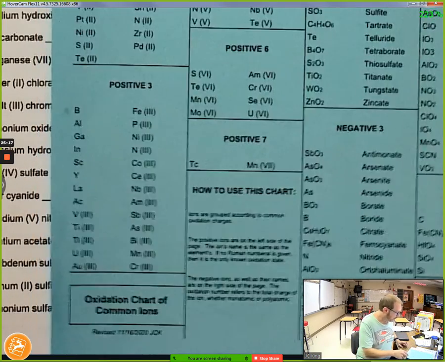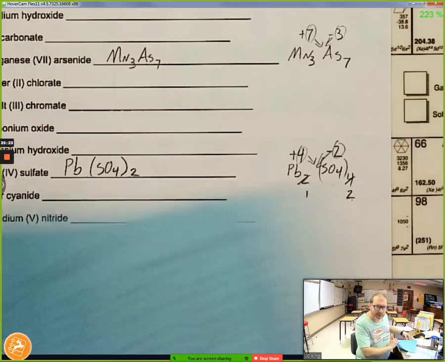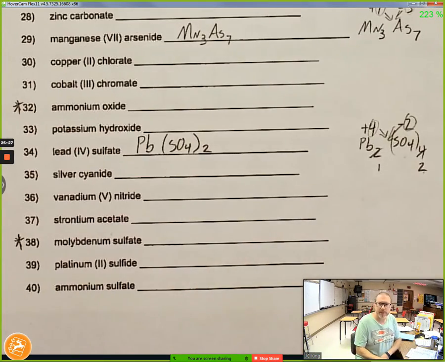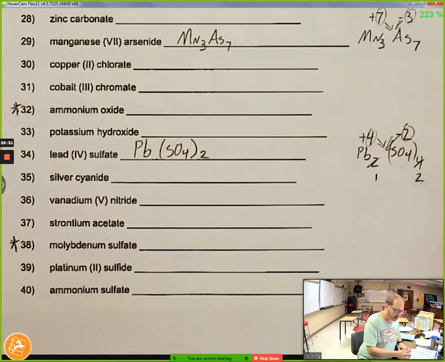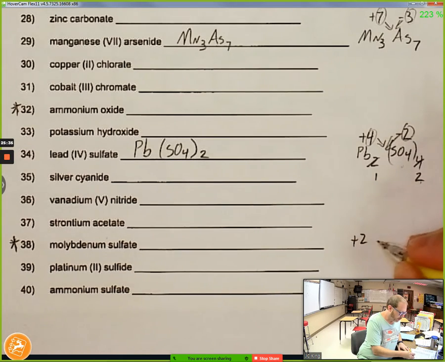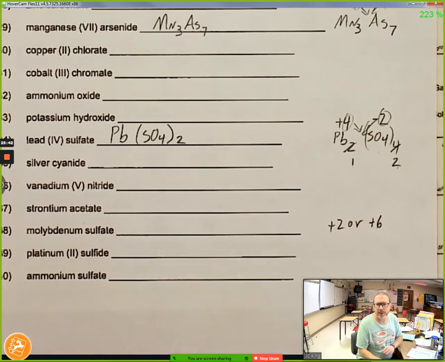Okay. So, since I didn't specify what kind of molybdenum you have to have on this paper, and I need to make myself a note to fix that for next year, you tell me, do you want to do molybdenum with a charge of +2, or do you want to do molybdenum with a charge of +6? And we'll just go with one or the other of those.